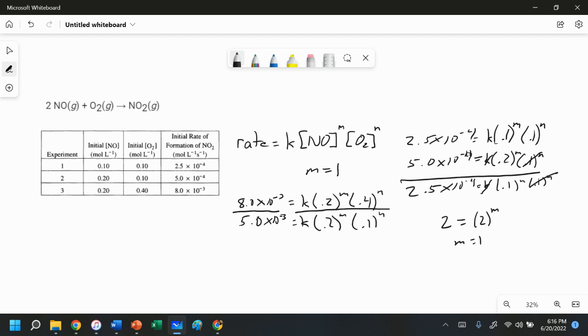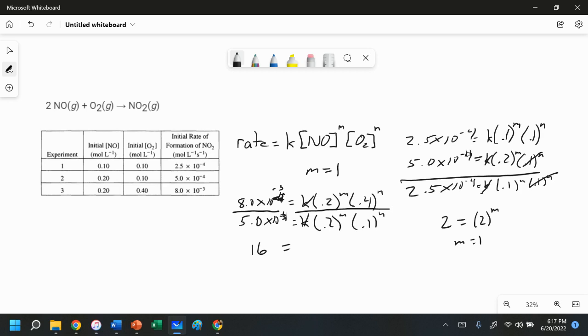If you do 8.0 times 10 to the negative 3 divided by 10 to the negative 4. I apologize if that confused you. Sorry, that one's negative 3. This bottom one is negative 4. Sorry if that confused you. Okay, 8 times 10 to the negative 3 divided by 5 times 10 to the negative 4. That will give us 16.